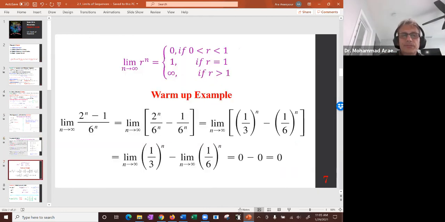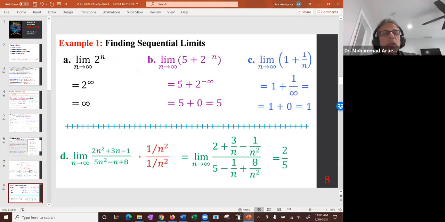In this example, we cut this into two fractions, and we use the fact that the base is a number between -1 and +1, which makes that go to 0. Each piece goes to 0 and the result is 0. In the first three cases, we just replace the n with its value, which happened to be infinity, and we observed. The first one becomes infinity, the second one 5, and the last one 1.